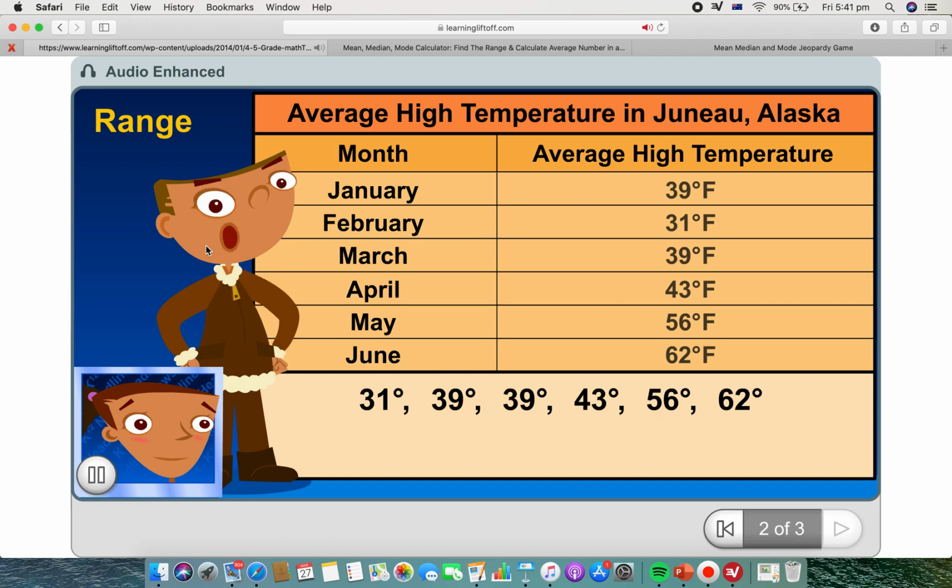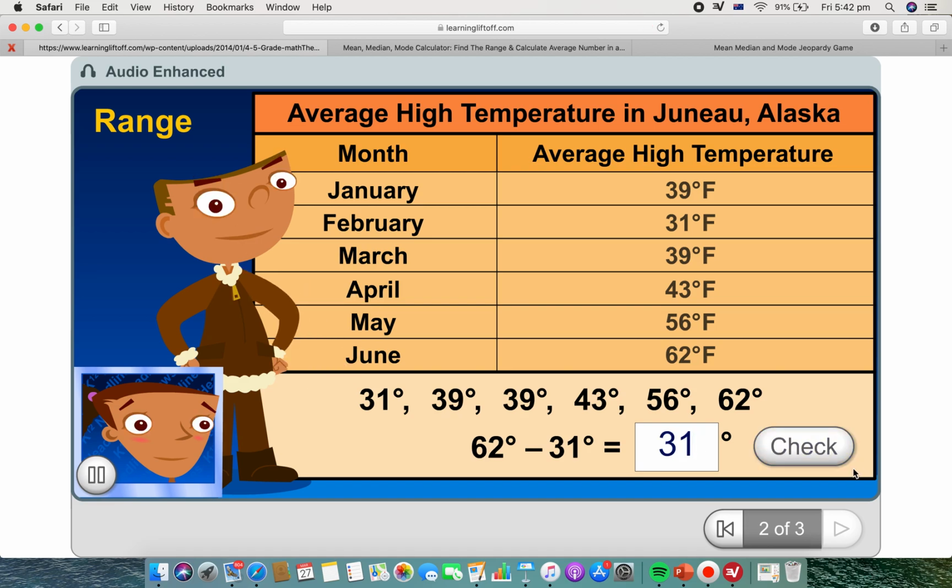The range of a set of data shows the difference between the greatest value and the least value. So in this data, we would subtract the lowest temperature of 31 degrees from the highest temperature of 62 degrees. Since the lowest of the high temperatures reported is 31 degrees and the highest is 62 degrees, the range can be calculated by using subtraction. Give it a try. Type in the range of the temperatures, then click check.